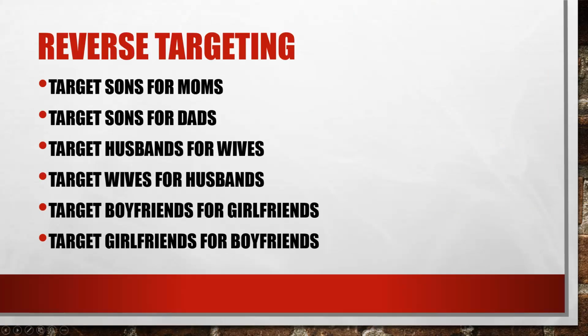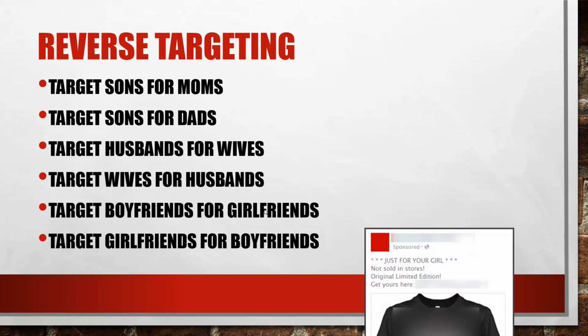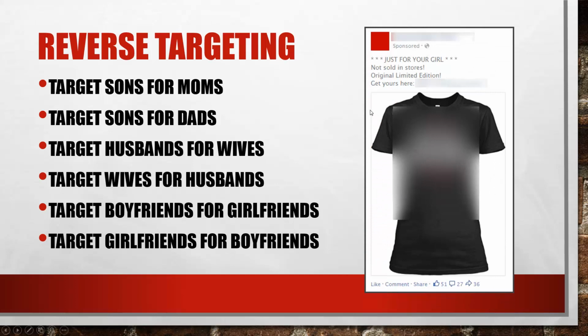So reverse targeting, what can you do? You can target sons for moms. If you have a shirt that's related to the son, but it's for the mom, you target the son. Same thing, targeting sons for dads, husbands for wives, wives for husbands, boyfriends for girlfriends, girlfriends for boyfriends. It doesn't really matter. The point is, we have a shirt. I'll show you some stuff when we get into a case study.